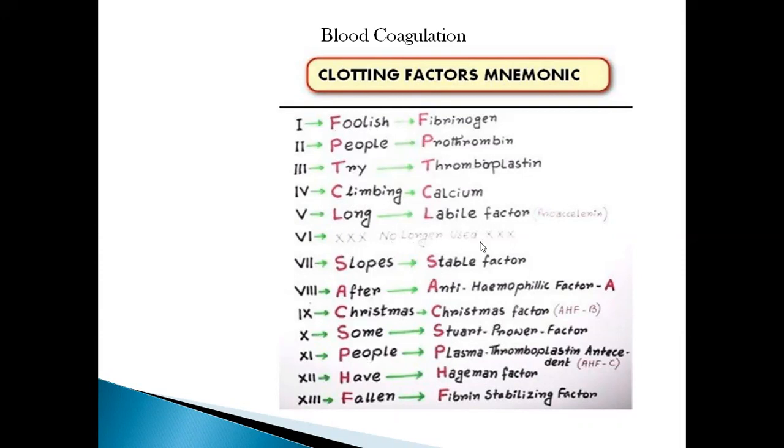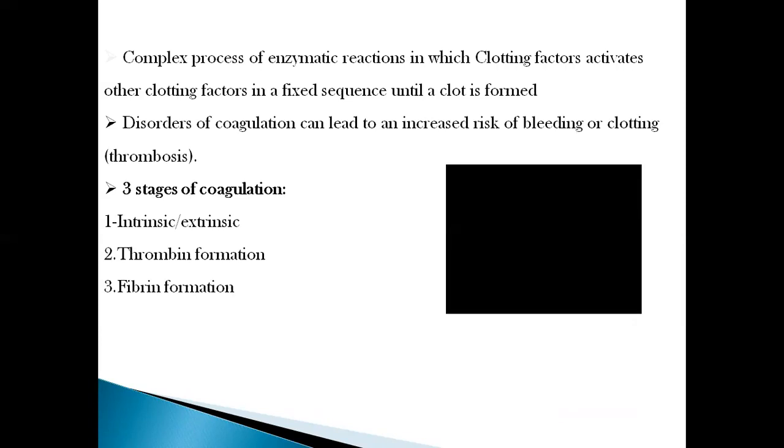Factor 6 is no longer used in scientific studies. S is for stable factor, A for antihemophilic factor A, C is the Christmas factor, S is for Stuart-Prower factor, P is for plasma thromboplastin antecedent, HFC, H is the Hageman factor, and F is fibrin stabilizing factor. All these 13 factors are responsible, step by step, for the clotting mechanism.